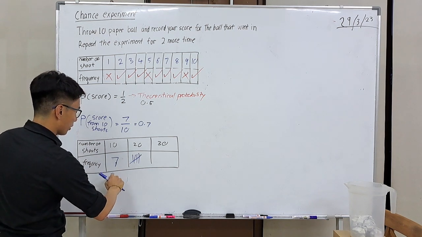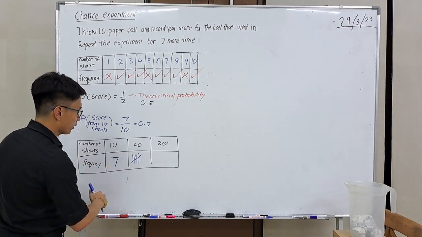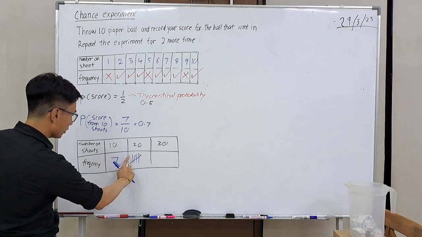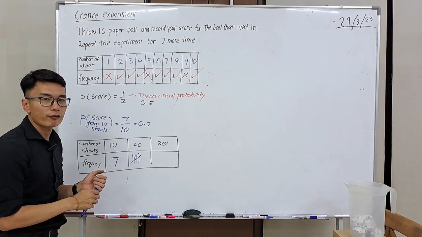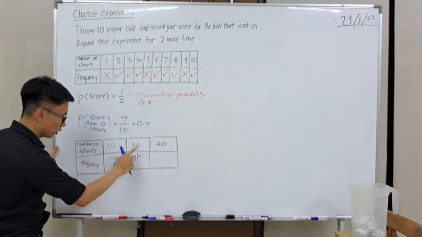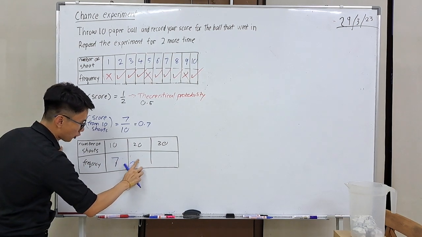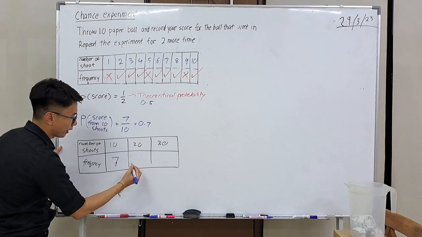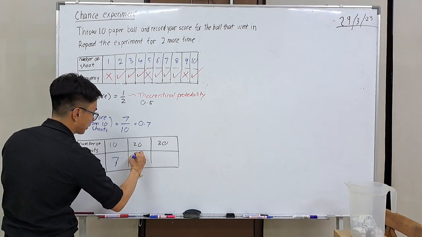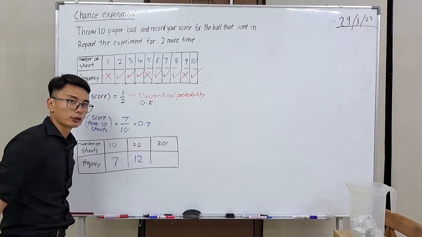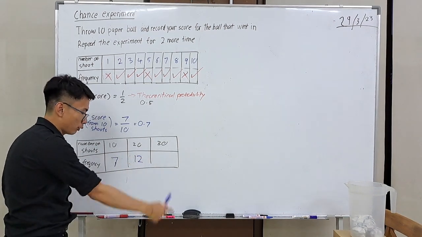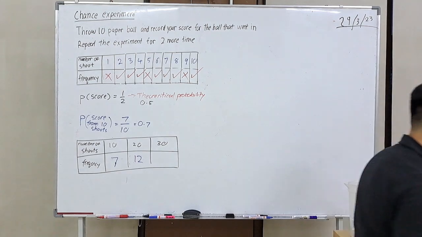My second time is not as good as my first time. In my additional 10 shots, I scored 5 times. So the total number of shots that went in is 7 plus 5, that's going to be 12 shots. So what if I were to repeat the experiment one more time?